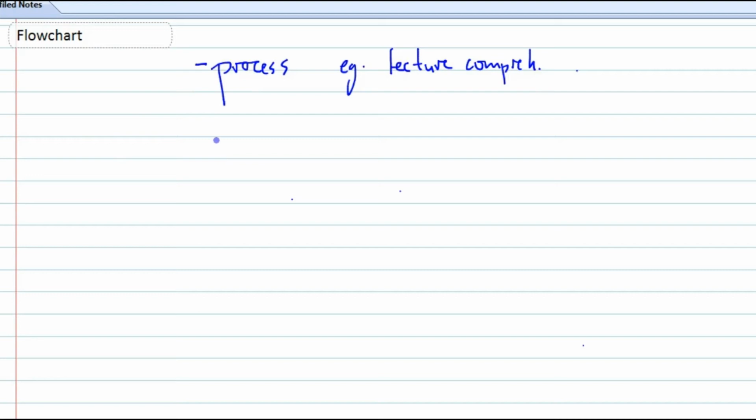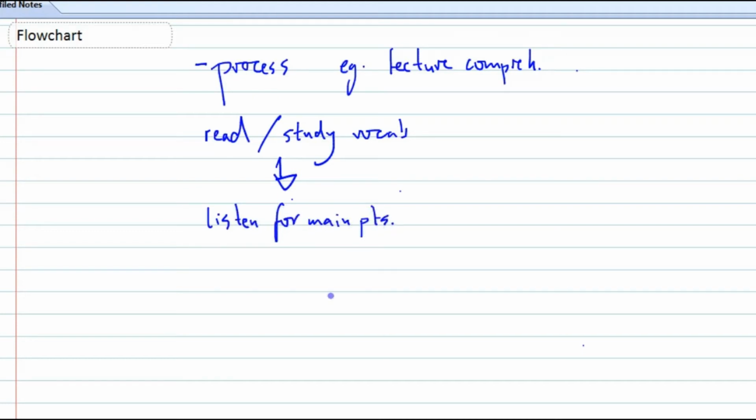Before the lecture, you might read on the topic to understand it. You might study some key vocabulary, which again will help you to understand the lecture better. Then, of course, you will attend the lecture and you will listen to the speaker and try to understand the main points. When you've got the main points, of course, you want to take notes using an appropriate style, linear, pattern and so on.